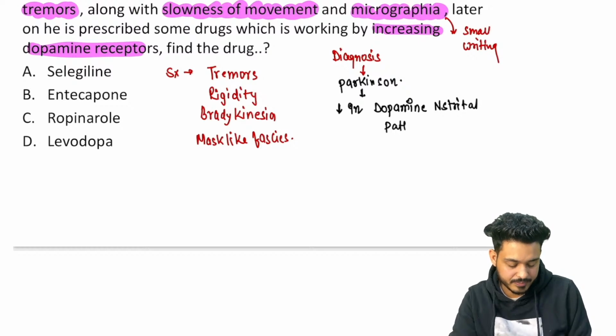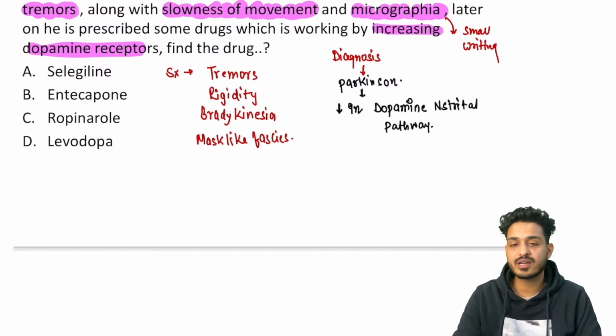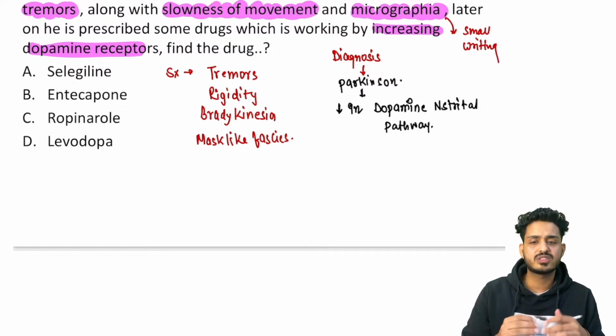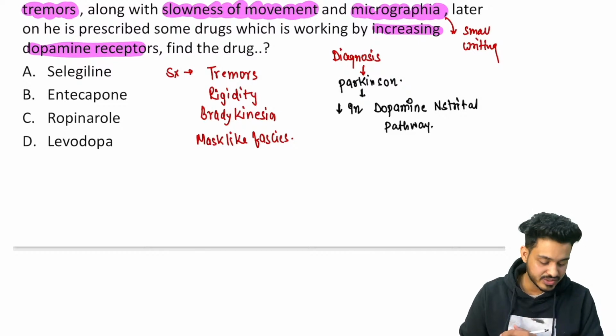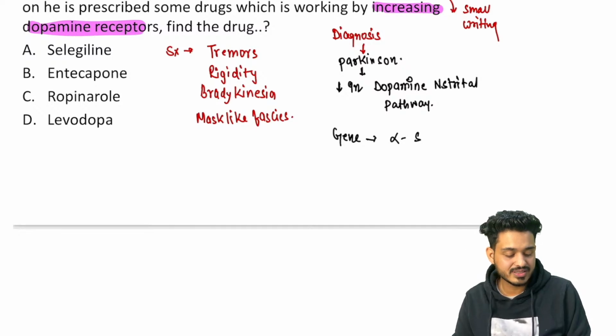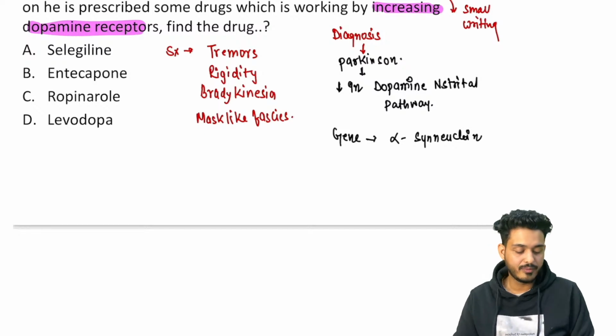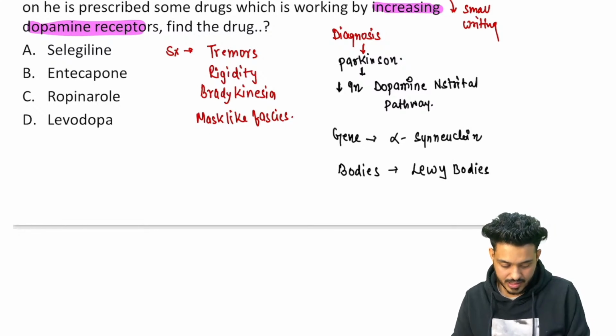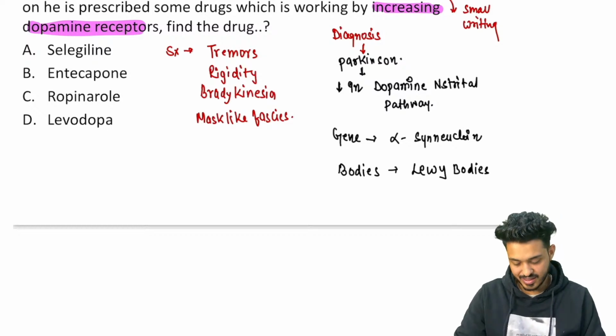Nigrostriatal pathway, basal ganglia के अंदर nigrostriatal pathway में कम हो जाएगा तो patient will be having slowness of movement, tremors, rigidity, bradykinesia, mask-like faces will be there, right? What is the gene that is involved here? That is going to be alpha synuclein. And what are the bodies that you will be finding in the pathology? These are going to be your Lewy bodies, right? So these are the important things.